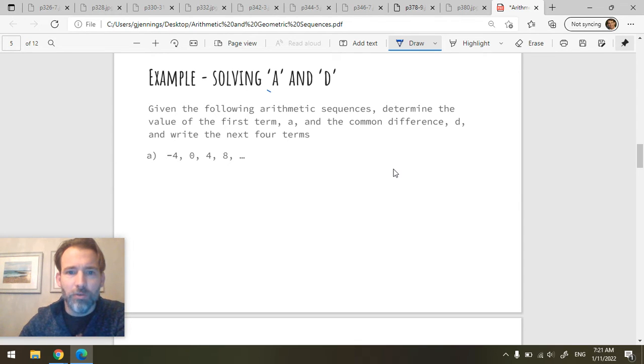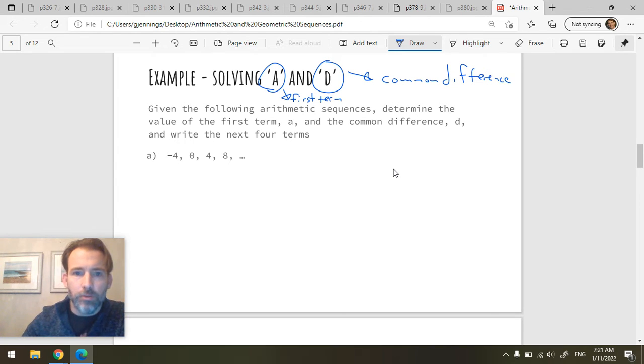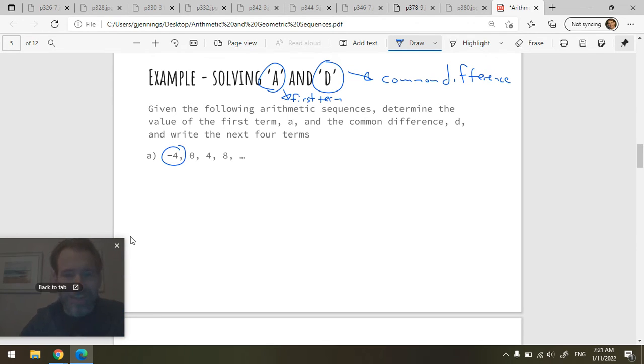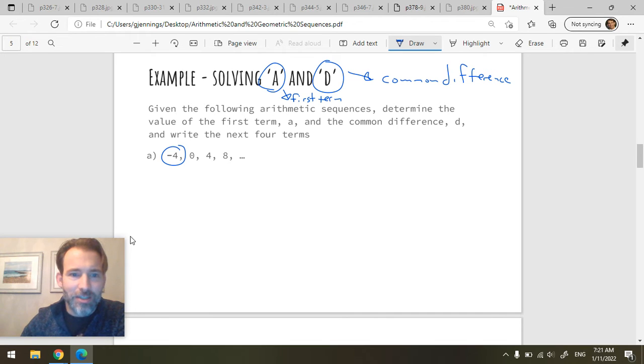So let's see. We want to solve for A and D. What are those letters again? This one is the first term, and this one is the common difference. So let's do that. The value of the first term, oh, there it is there. Very easy to solve. And then the common difference, D, is I take two consecutive ones and I subtract them. And I want to make sure that I prove that to myself, that all of them follow that pattern.